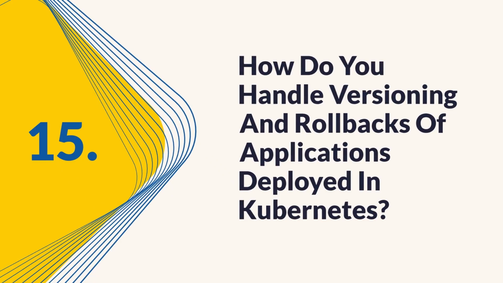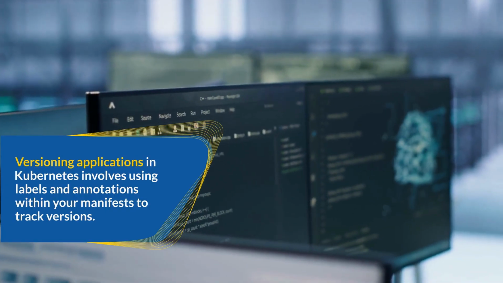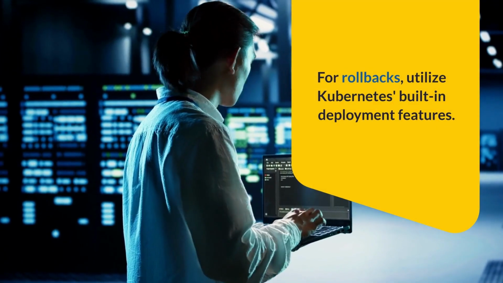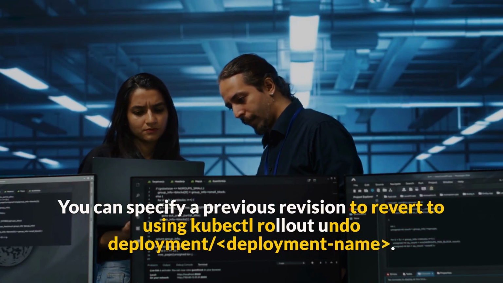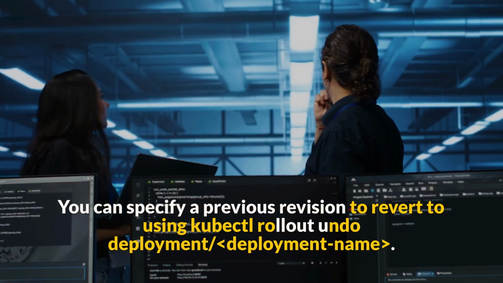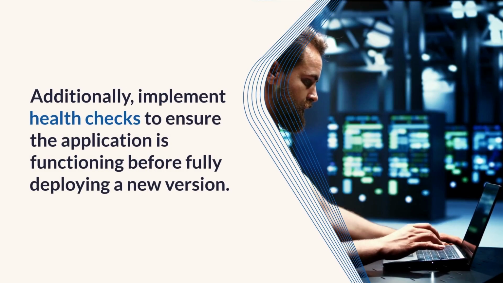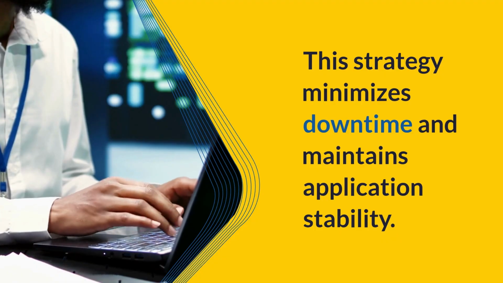15. How do you handle versioning and rollbacks of applications deployed in Kubernetes? Versioning applications in Kubernetes involves using labels and annotations within your manifests to track versions. Employ a CI/CD pipeline that automatically tags images with version numbers. For rollbacks, utilize Kubernetes built-in deployment features. You can specify a previous revision to revert to using kubectl rollout undo deployment <deployment name>. This allows for quick recovery from issues with a new version. Additionally, implement health checks to ensure the application is functioning before fully deploying a new version. This strategy minimizes downtime and maintains application stability.